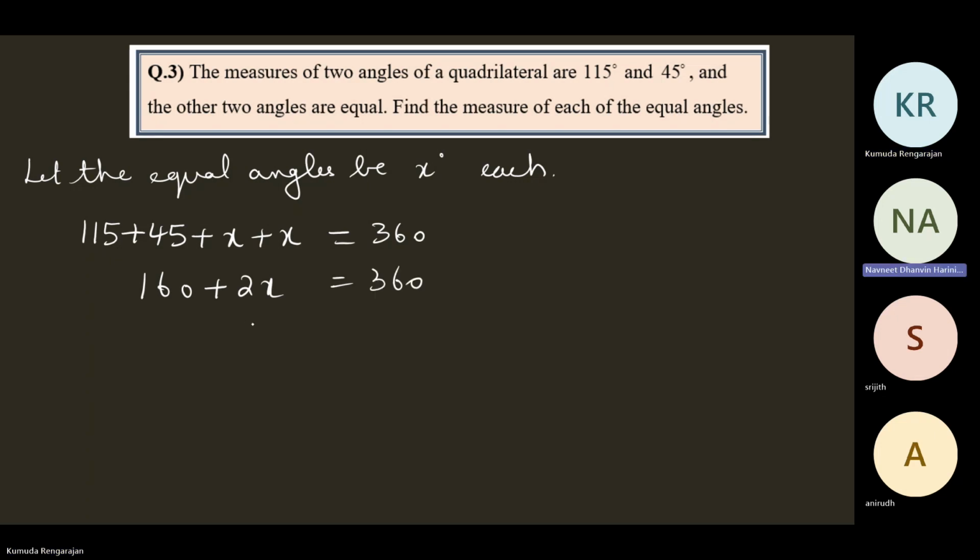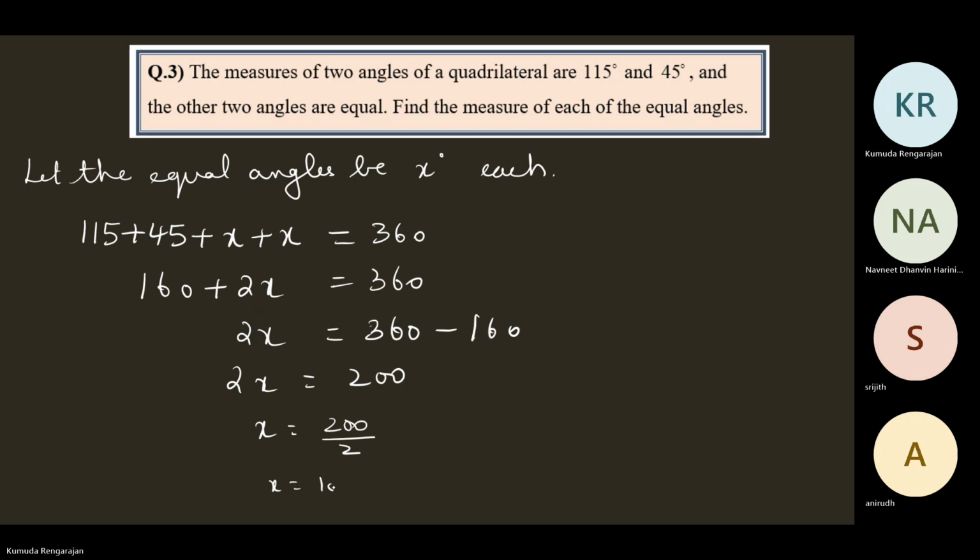Ma'am, x is equal to 100. I want the next step. I don't want the answer for x. What's the next step? 360 minus 160. 2x is equal to 200. x is equal to 100. So the measure of each equal angle is 100 degrees.